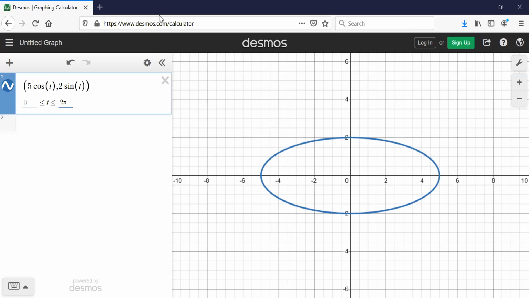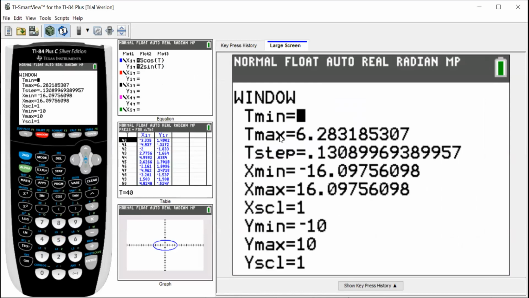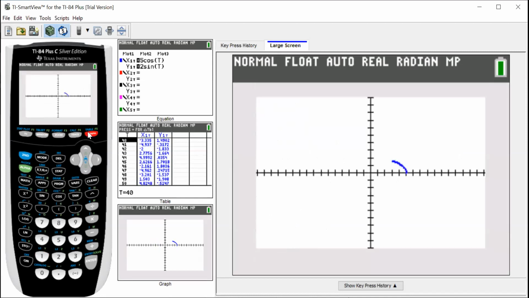I should mention on the TIs, you can also change the values of t. So if we go to our window button here, notice there is an area for you to put in the range of t values you want to be plugged in. So notice here it goes from 0 to 6.28, which is 0 to 2 pi. If I were to change that to say 0 to 1 and graph it, we'll notice we get the same little picture we had at first on Desmos. So you notice that changing the t values can change how your graph looks. All right, so going back to our slides.